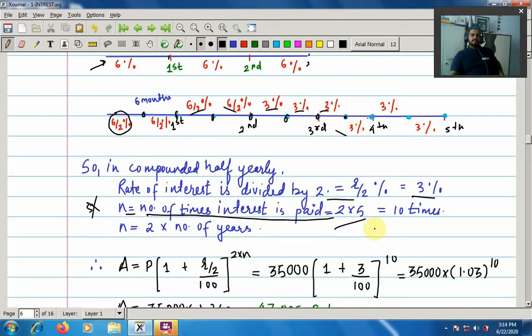So 2 into 5. So why this 2? This 2 is because of half yearly. Because of half yearly, the number of times gets multiplied and the rate gets divided. So rate will be divided by 2 and the number of times will get multiplied by 2.